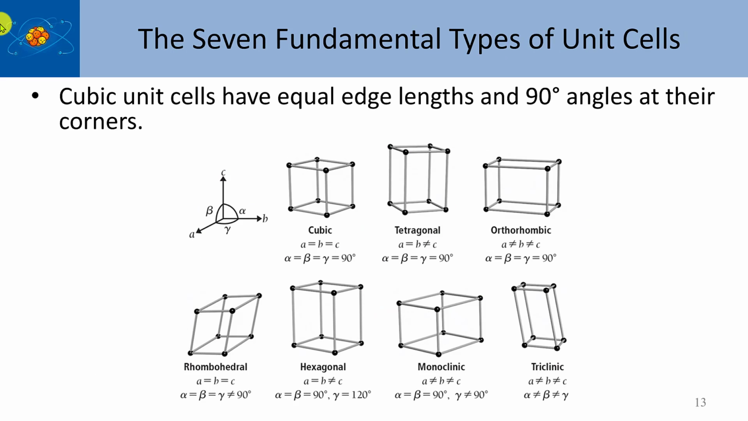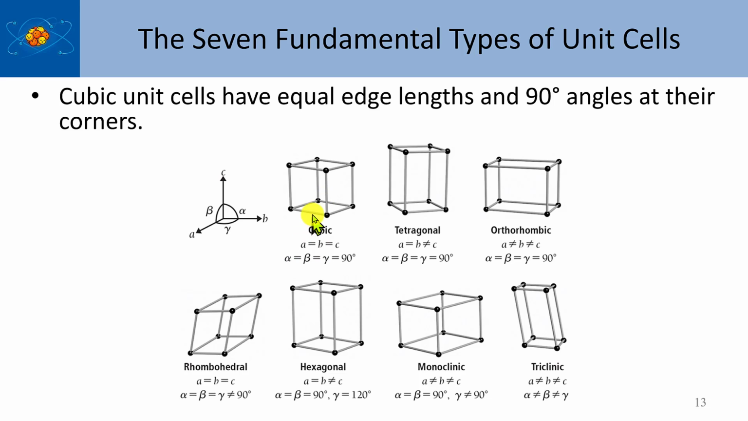Okay, so there's 7 different kinds of unit cells. Fortunately, we're going to ignore most of them, and we're going to spend our time trying to understand the cubic in a lot of detail, the hexagonal in some detail, and the others I'm just going to mention on this slide.